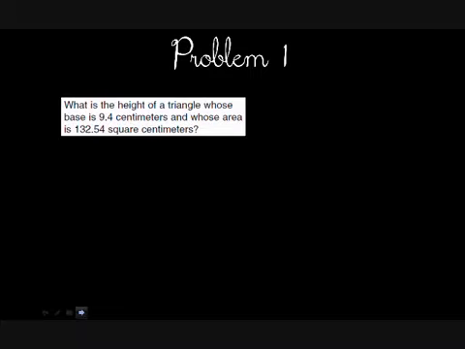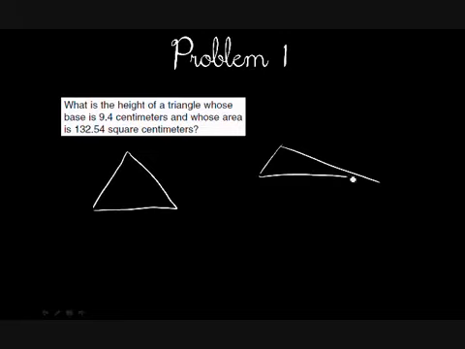Okay, problem 1 says, what is the height of a triangle whose base is 9.4 centimeters and whose area is 132.54 square centimeters? So let's draw that. We have a triangle. I drew an equilateral triangle. It doesn't have to be. It could be any type of triangle. It doesn't matter. And it says the base is 9.4 centimeters. It's asking for the height, which needs to go straight down and be perpendicular.